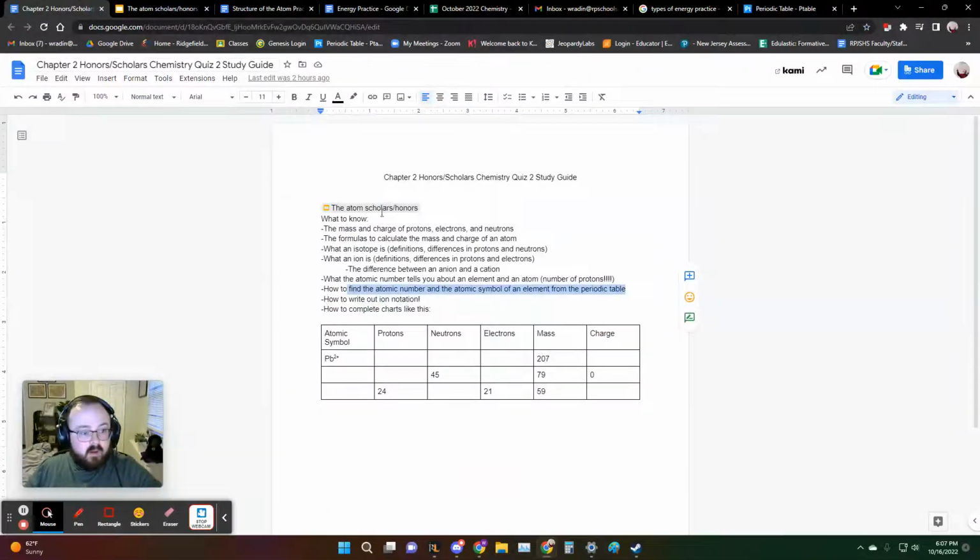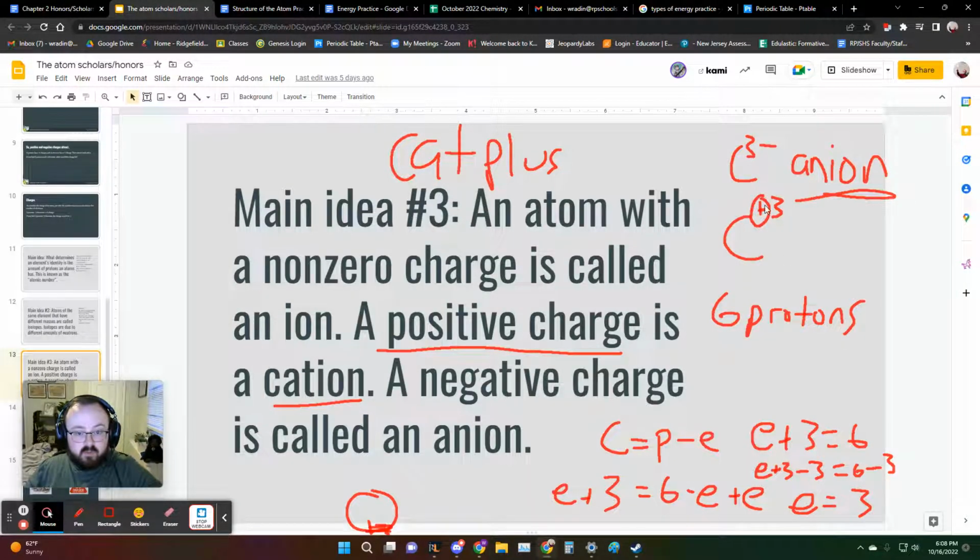All right. How to write out this ion notation. So just what this is, ion notation. This is when I write out an ion. So if we go back to the example here, and I wrote it here, and this should be backwards, so I'm just going to erase this so that I can put my money where my mouth is.